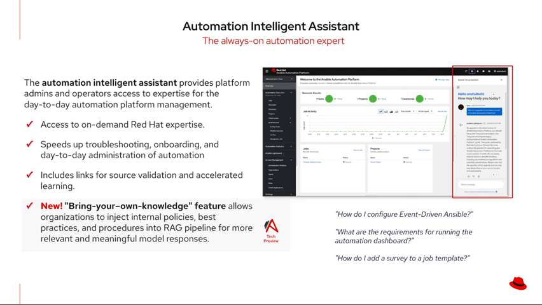Now, after we released this feature, a lot of customers asked if they could use their own documentation and policies in addition to Red Hat's, and that is exactly what we've delivered. You can now inject your own procedures and standards into that RAG pipeline for even more relevant responses and recommendations when troubleshooting your automation.